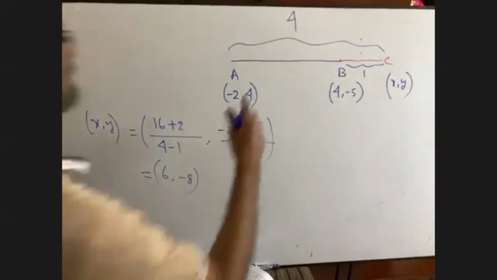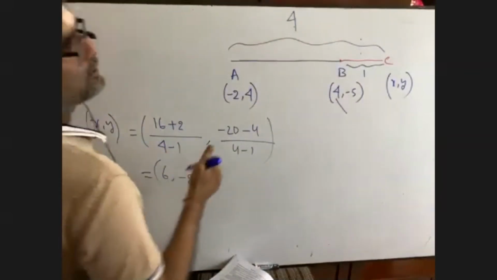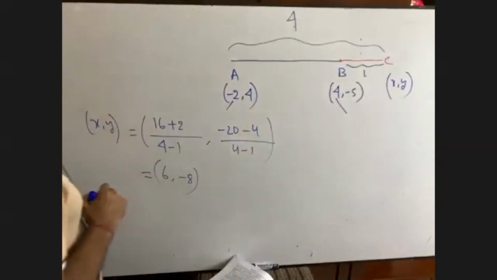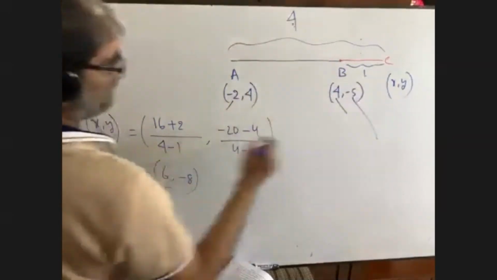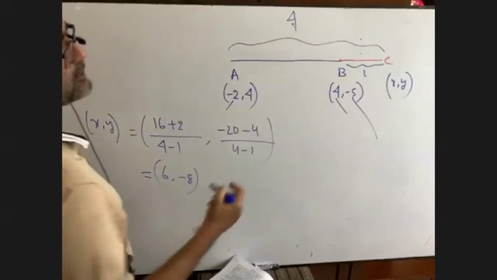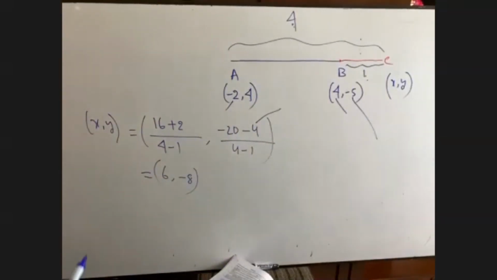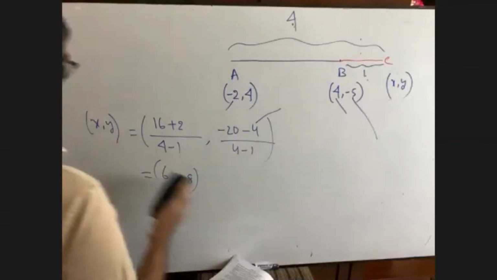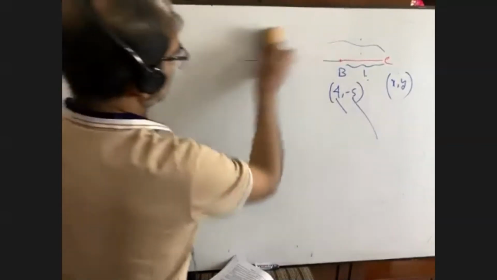I mean, this is 4. So 4 into this. Okay, minus 1 into this. For y, 4 into this, minus 20. Formula minus 1 into 4. Okay, so we can also do the math like this. But normally the students don't like to do any math using the external division formula. Students always try to do any math using internal division formula.